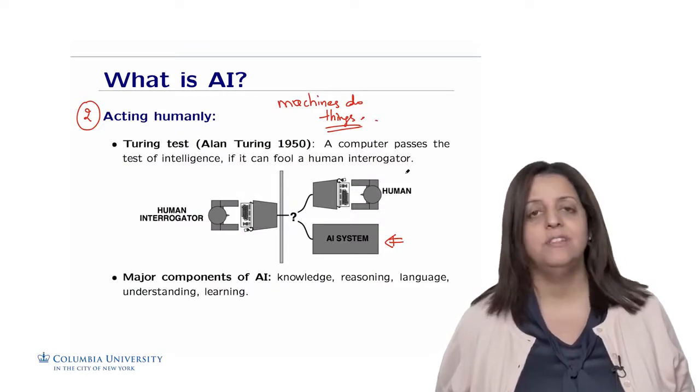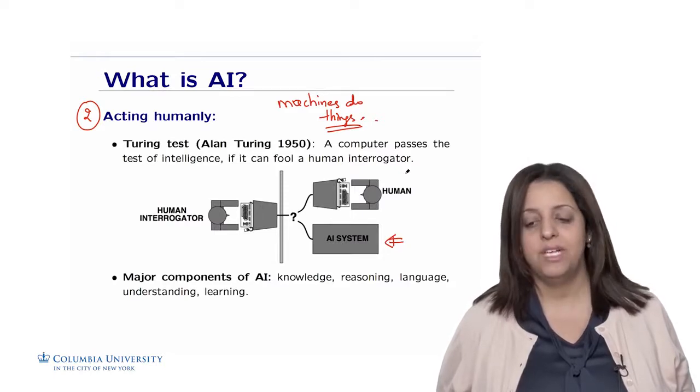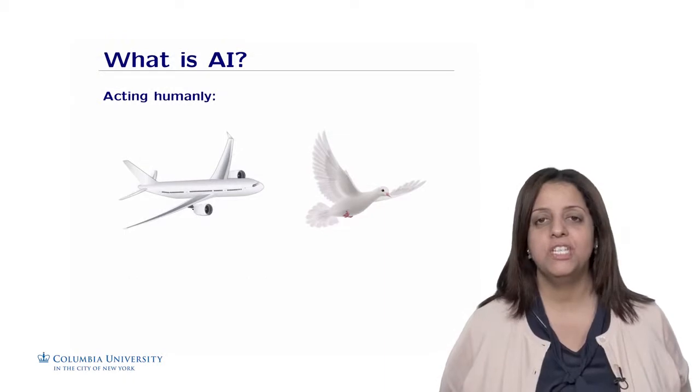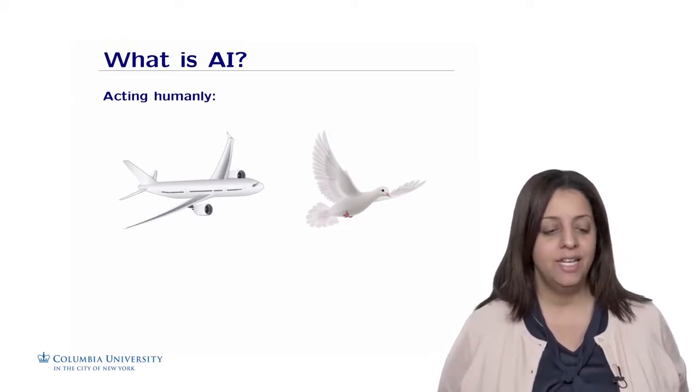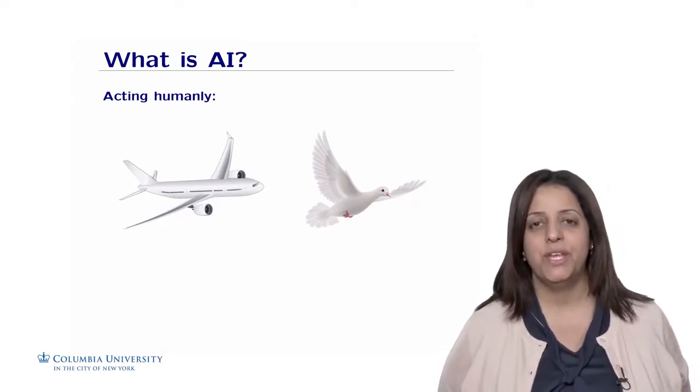He also anticipated many of the arguments against AI that would come up in the next 50 years. Acting humanly, or making machines do things, has actually inspired many discoveries, including flying. Flying is one example in which we made the machine do things based on what we observe in humans and in animals.